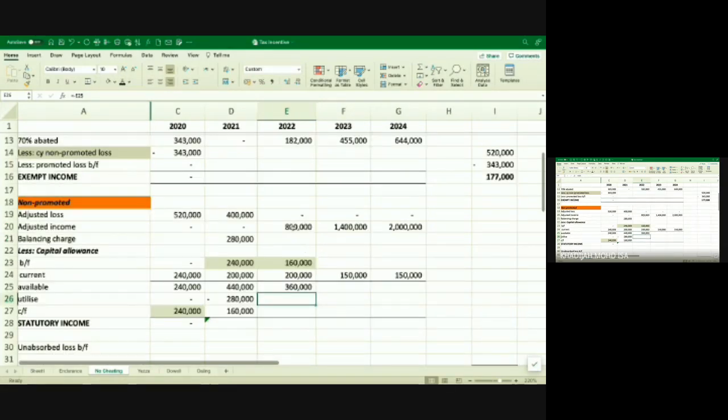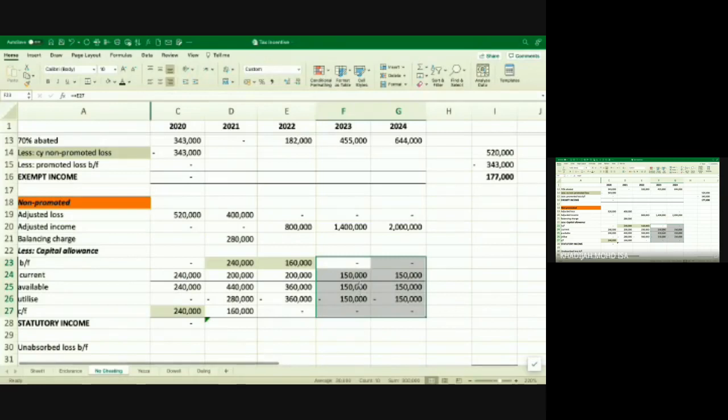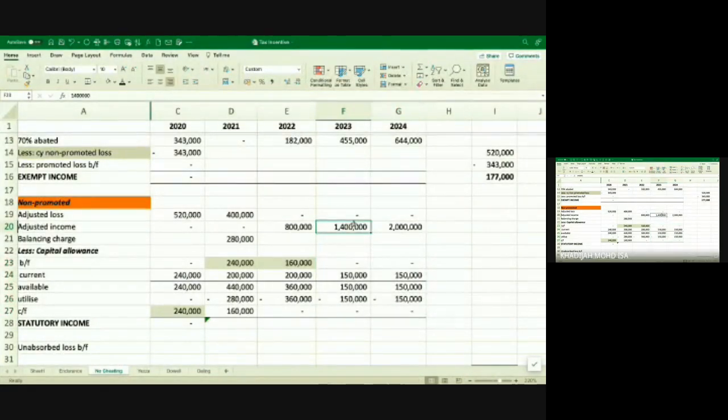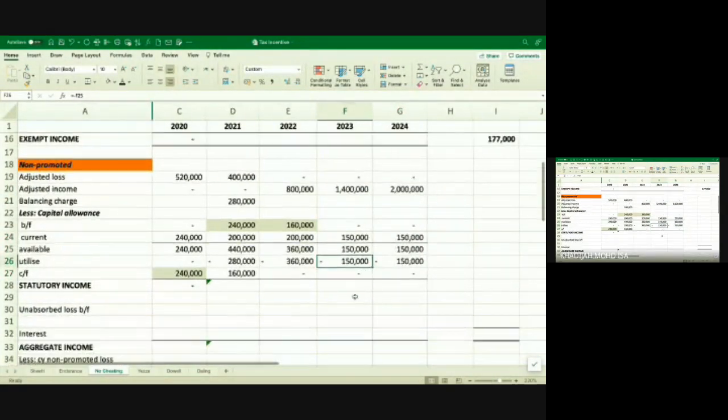Remember that now you have 800,000 income, which means you are going to utilize all of your CA, 360. That means there's nothing to be carried forward. Then you do the same for 2023 and 2024, fill up that information. Available 150, because income is 1.4 million, use everything. Then nothing is to be carried forward. So I hope that you understand. Are you clear about this portion on capital allowance?